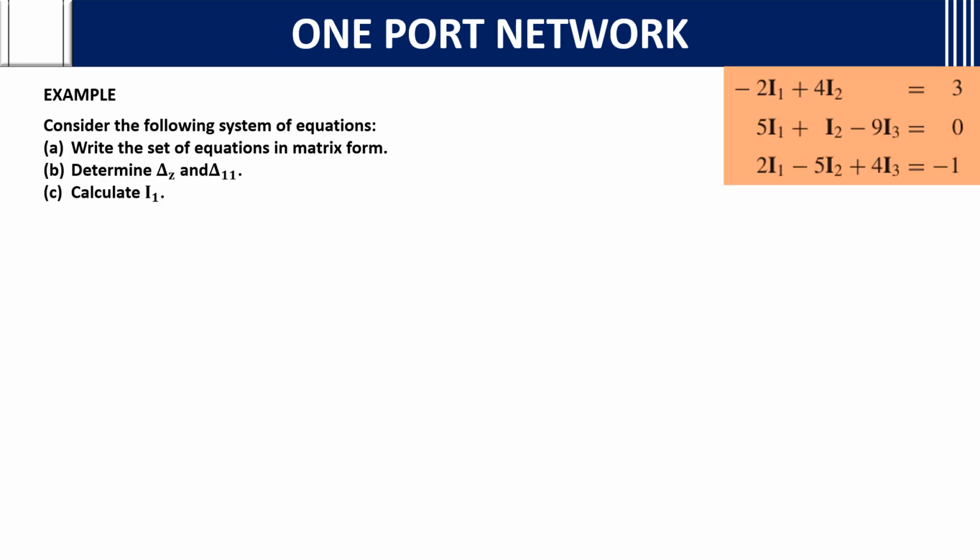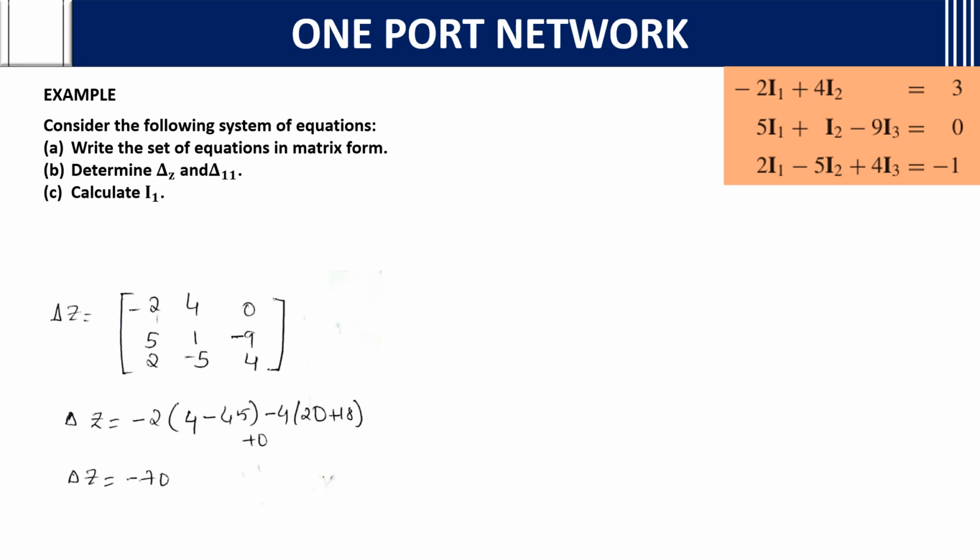Consider the following system of equations. They have given a set of 3 equations. From this we need to write delta Z, find delta Z and delta 11, and calculate I1. We'll see. First you write delta Z, that is -2, 4, 0. There is no I3 component, so 0, then 5, 1, -9, 2, -5, 4.